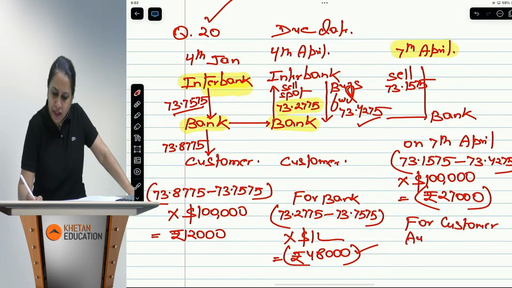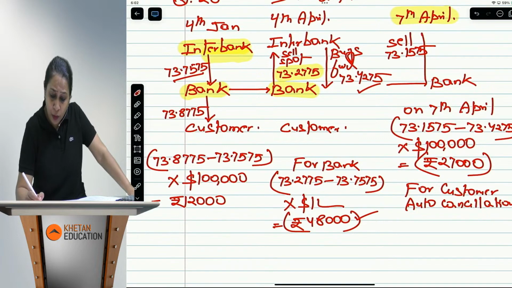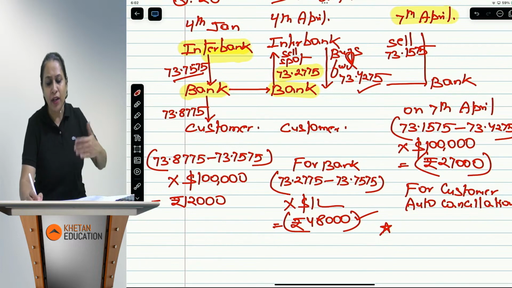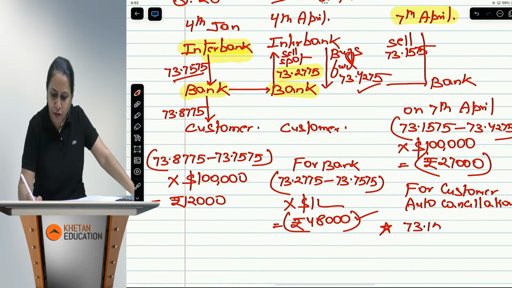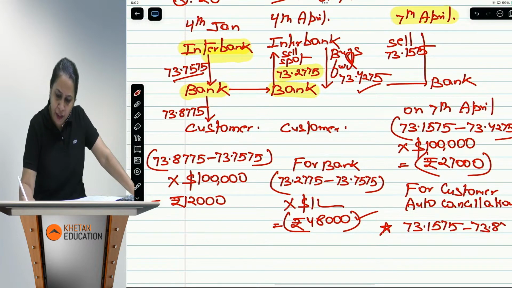So the bank booked a loss of 27,000 again, but for the customer there will be an auto cancellation. The customer's contract will be automatically sold at 73.1575 minus 73.8775. Please be very, very careful.